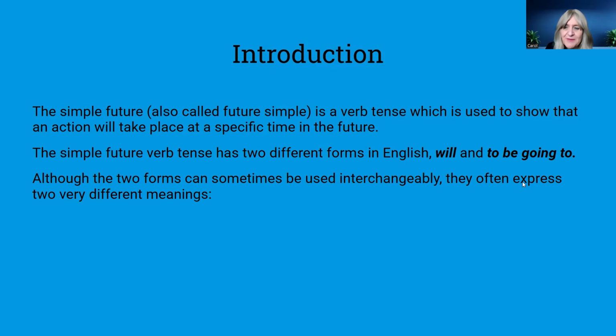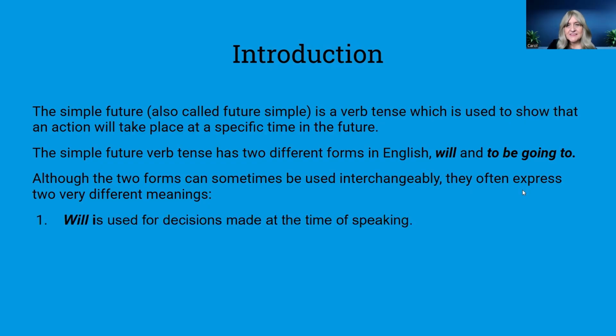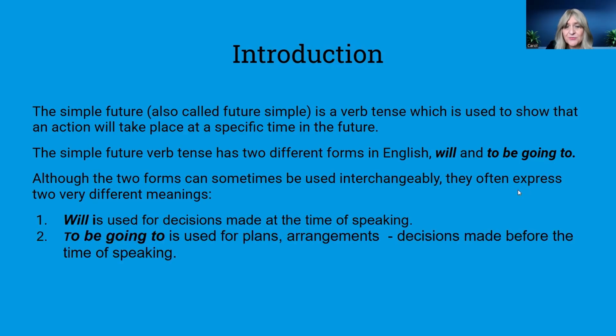two very different meanings. So the general rule is that we use will for decisions made at the time of speaking, and we use to be going to speak about plans, arrangements, or any decision made before the time of speaking. So let's look at some examples.